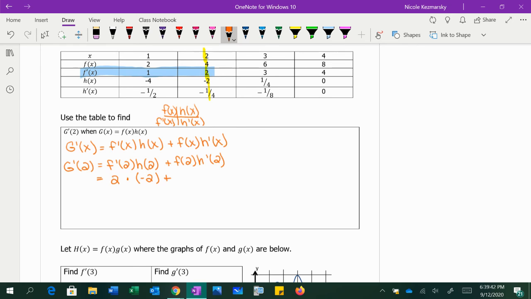plus f of 2, so top row, all the way across to that yellow column, and I get 4. And then h prime of 2, bottom row, all the way across, and I get negative 1/4. So I've got negative 4, minus 1. So g prime of 2 is negative 5.